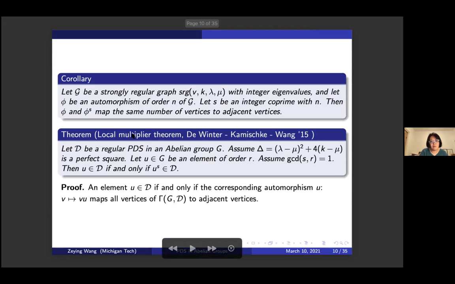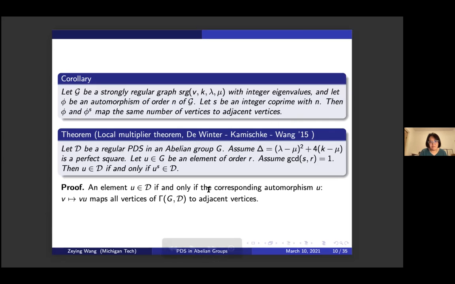All right, so the corollary says, suppose G is a strongly regular graph with integer eigenvalues, and let phi be an automorphism of order n of the graph. Let s be co-prime with n. Then it follows that phi and phi to the s map the same number of vertices to adjacent vertices.